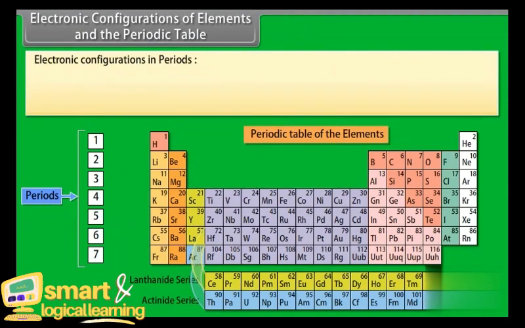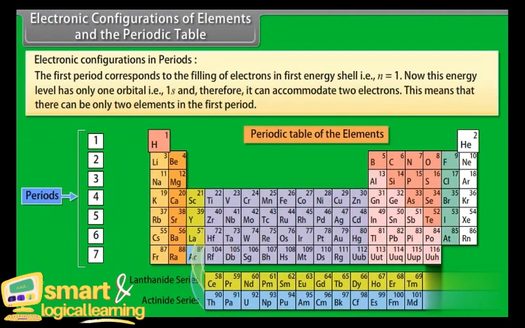Electronic configurations in periods. The first period corresponds to the filling of electrons in the first energy shell, that is, n is equal to 1. This energy level has only one orbital, that is 1s, and therefore it can accommodate 2 electrons. This means that there can be only 2 elements in the first period.